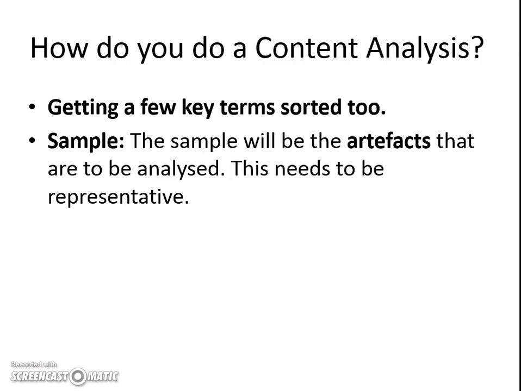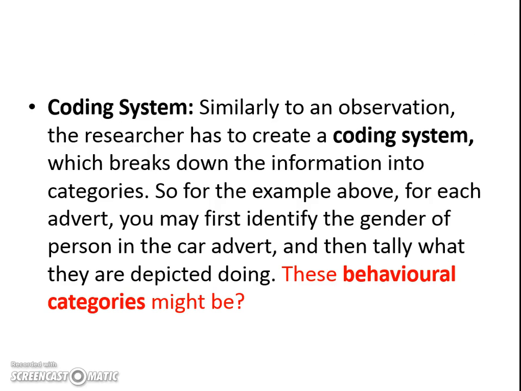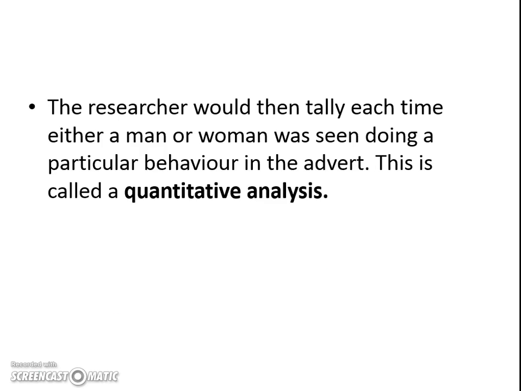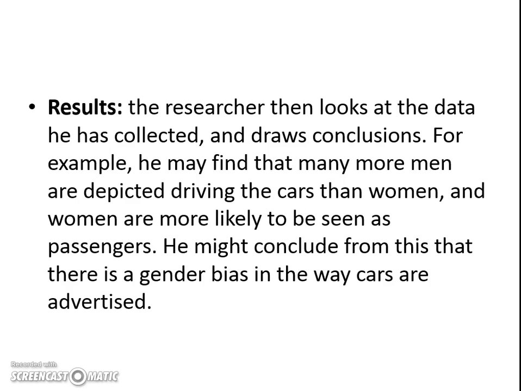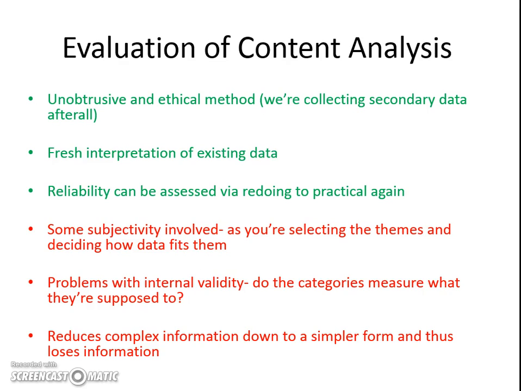Few key terms. The sample is the artifacts that we're looking at. So what the magazine is, what the TV show was, how many episodes you watched, who was interviewed, things like that. The coding system is, again, those categories that we're looking for, and then you tally them. So it's like a coding system in an observation where you tally a behavior, except this time it's tallying what is being said in the text, what is the discourse. And the results are, again, pretty much how many times every single thing came up.